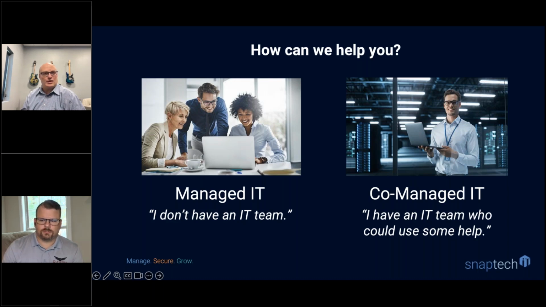And then we also have several customers that we work in co-managed, where you have your own IT team members, and we work as a supplement, or we boost that team, if you will. And so we do operate in both mechanisms, and it can be a very beneficial relationship in either direction, whichever works best for you.